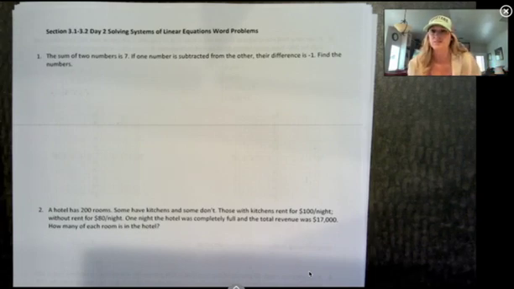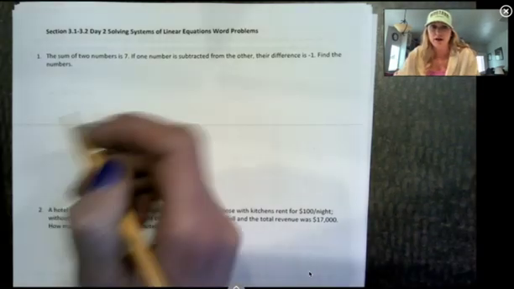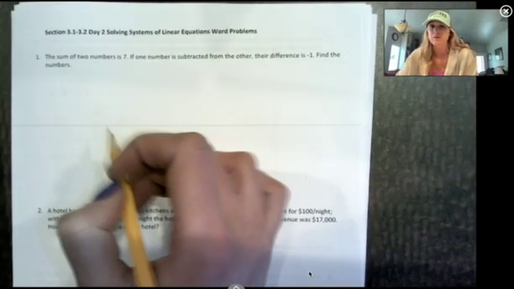You can use x and y every single time if you want. A lot of times with word problems, I actually like to use variables that help me remember what they're representing. So that's up to you as well. So this first one I'm going to use x and y, and then I'm going to kind of switch it up as we go.